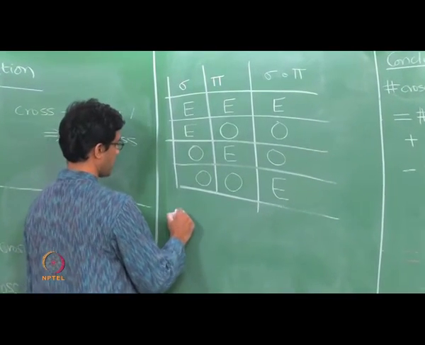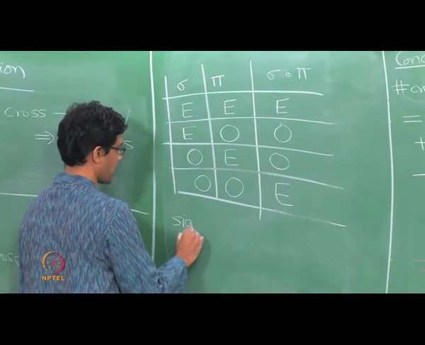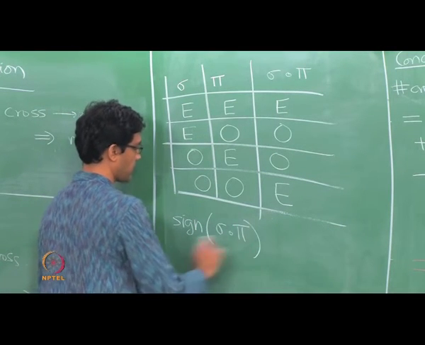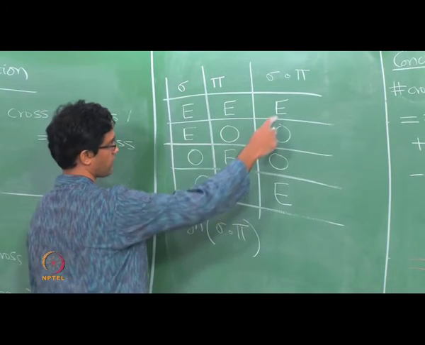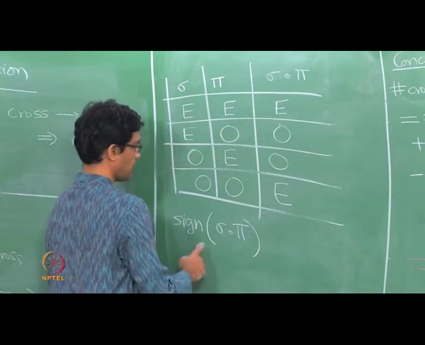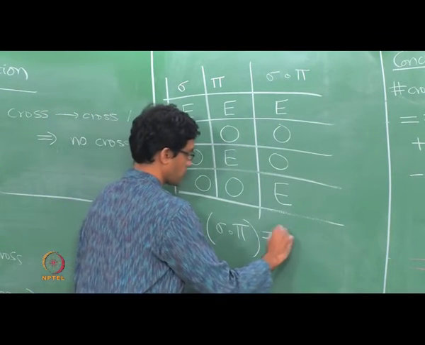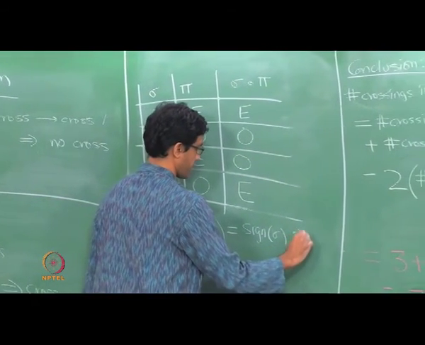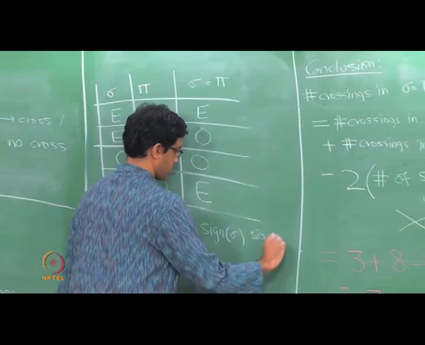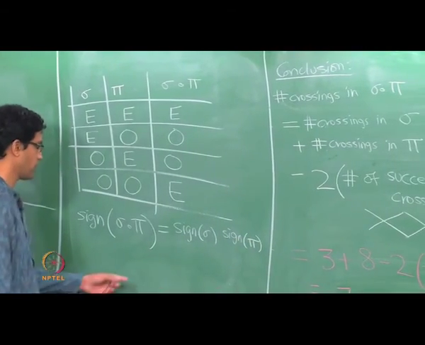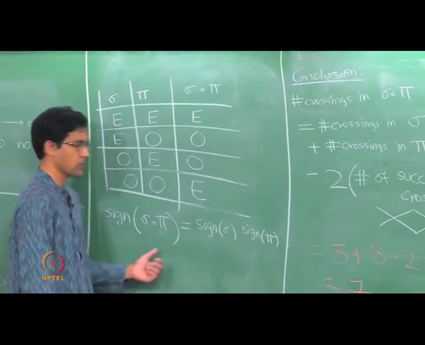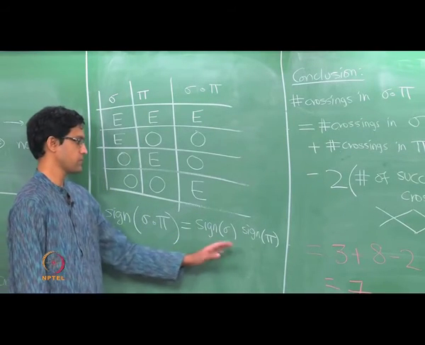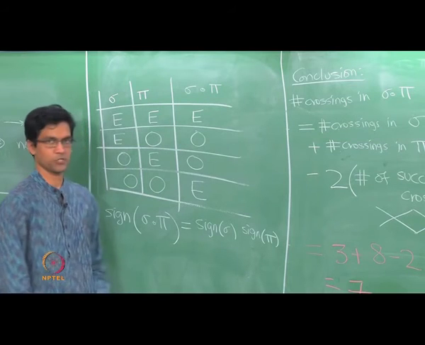Sometimes a very easy way of writing this out is to say the sign of the composition. Remember, the sign was defined to be +1 or -1 depending on whether they are even or odd. So the sign of the composition is just the product of the signs. It's another way of saying, if both are +1, the answer is +1. If both are -1, the answer is still +1. But if one of them is plus and the other is minus, the answer is -1.